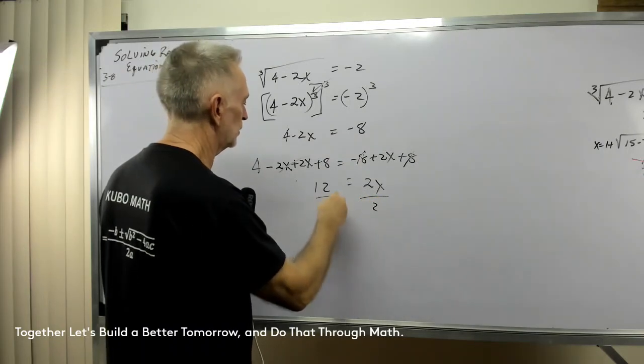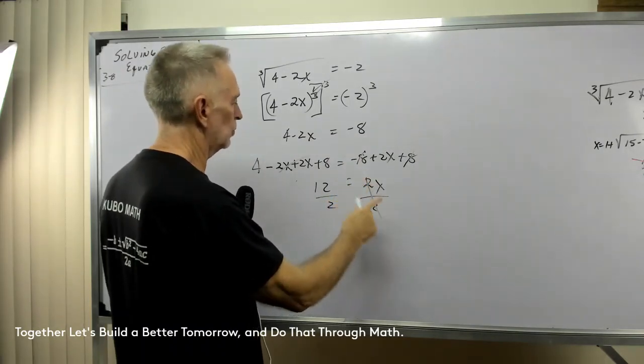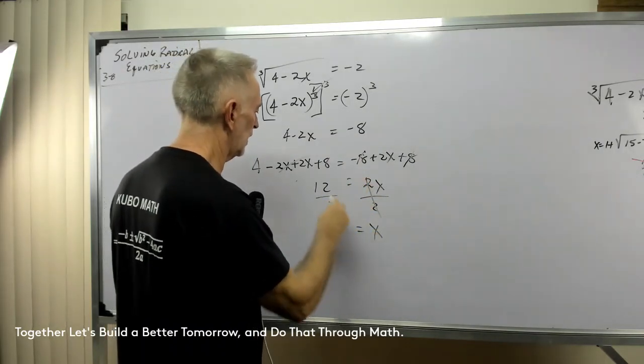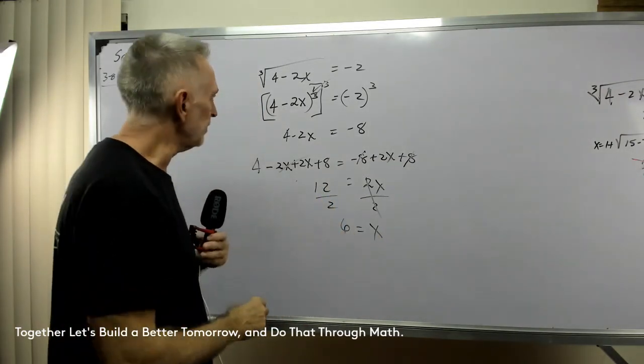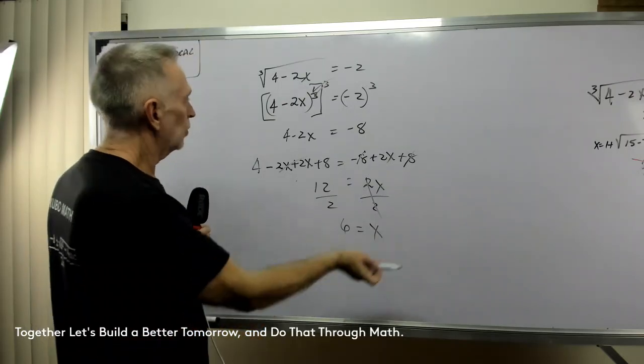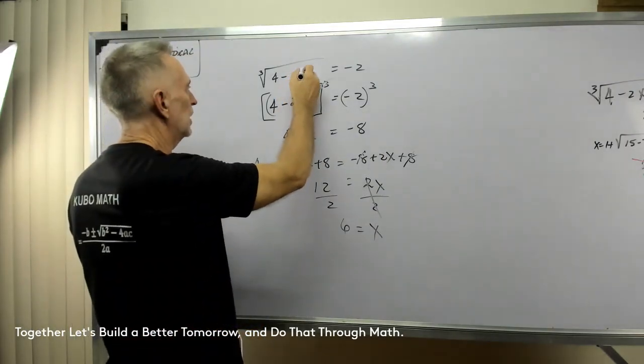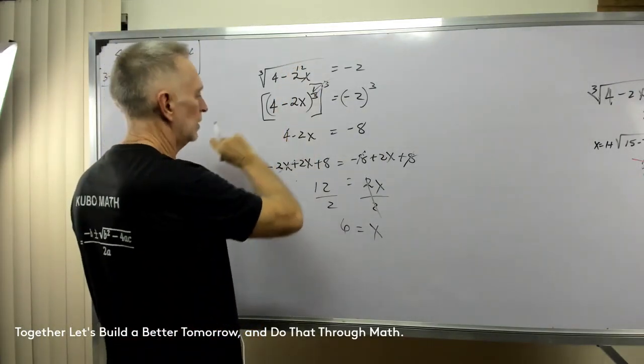Divide both sides by 2. 2 divided by 2 is 1. 1 times x is x. 12 divided by 2 is 6. All right, so let's go back and check ourselves here. 2 times 6 is 12.